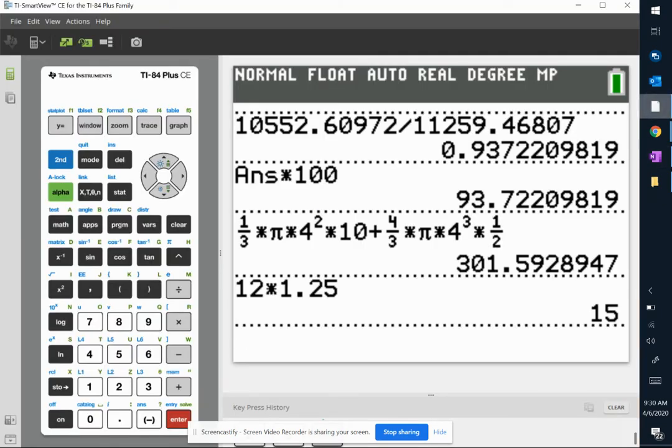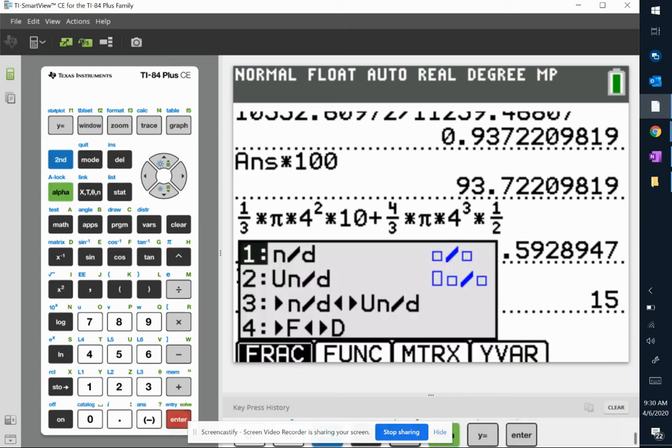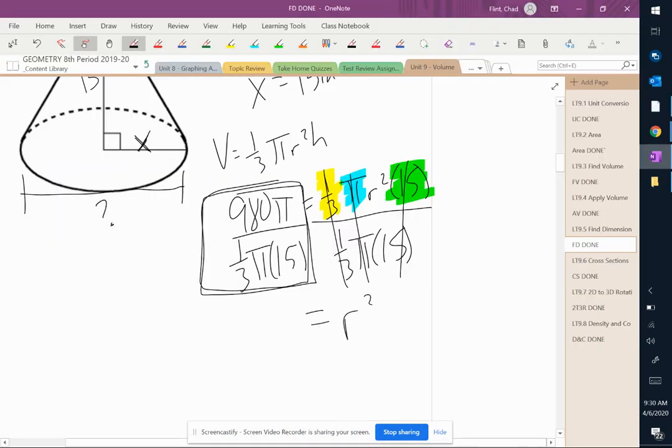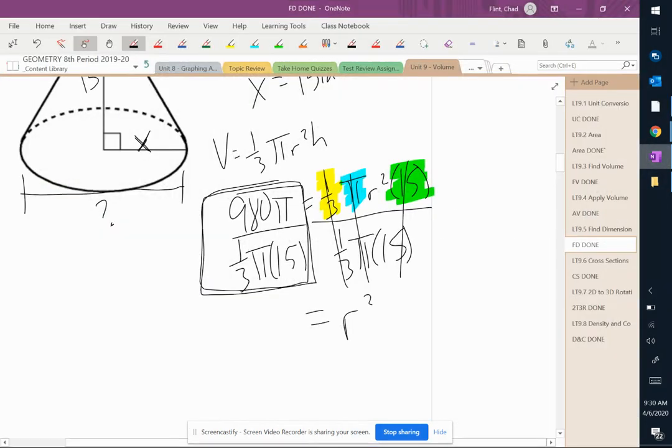So I'm going to go to my calculator, and I'm going to put it into a fraction because that makes it 1,000 times easier. 980 pi goes on top. On the bottom goes 1/3 times pi times 15. So that fraction right there is the exact same thing as the fraction in the box. I hit enter. It's going to do all that division for me. It's going to give me that 196 is r squared.